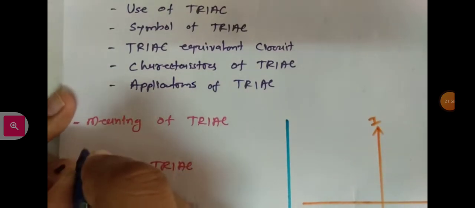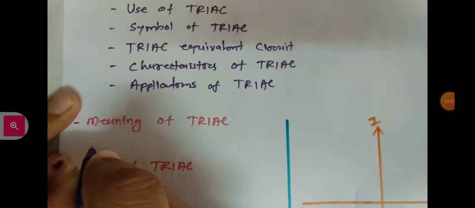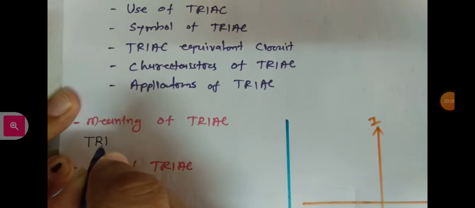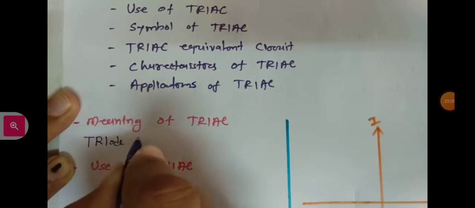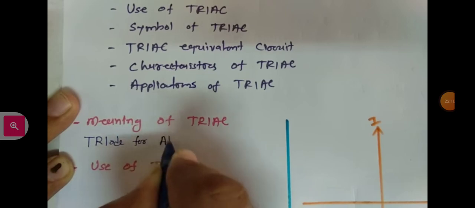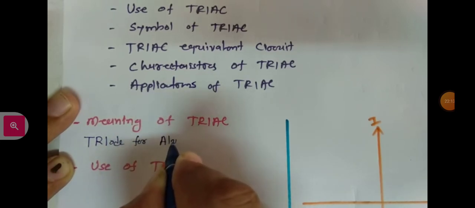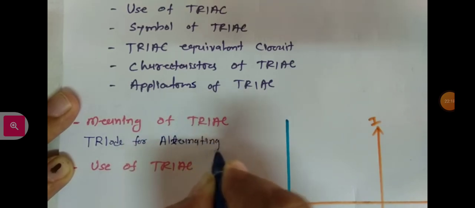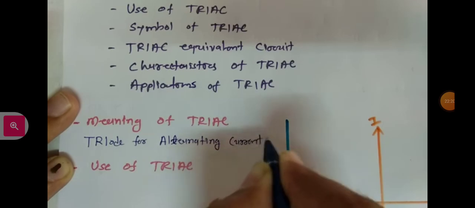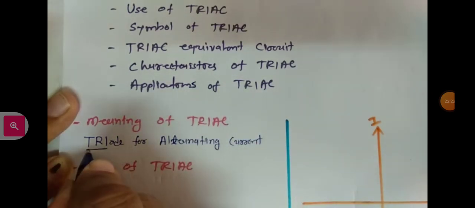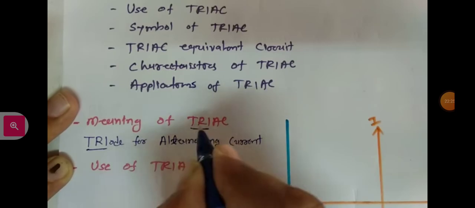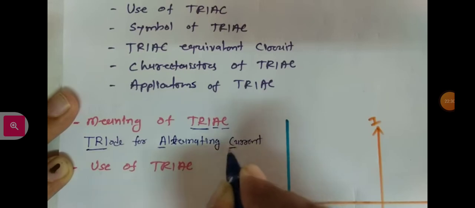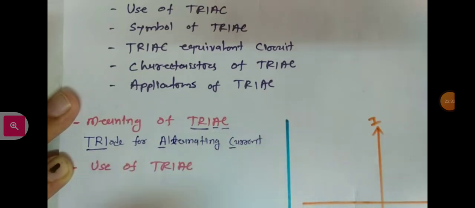Triac means triode for alternating current. So TRI, that is there in triac, then A, and then C. So ultimately, triode for alternating current.